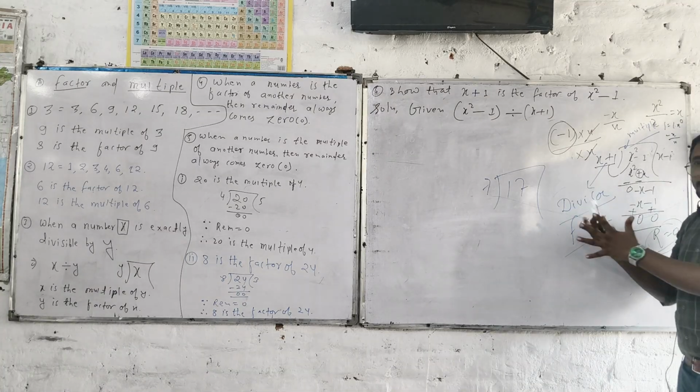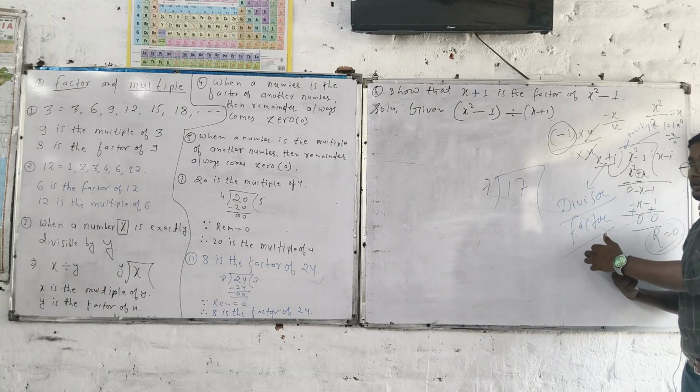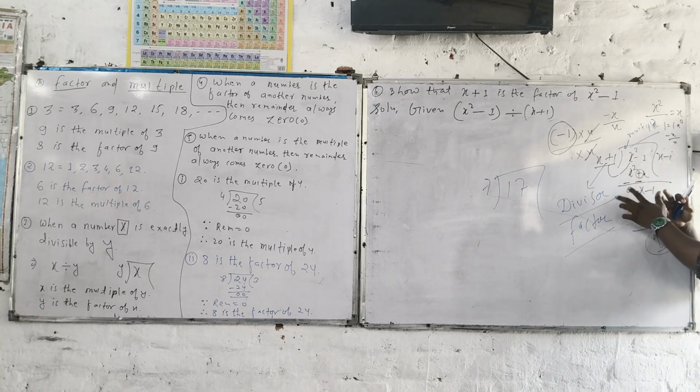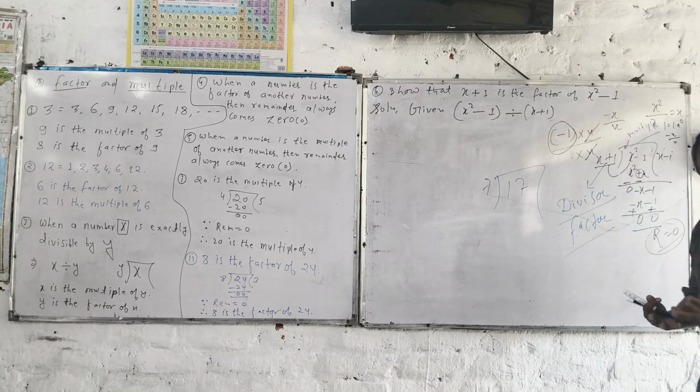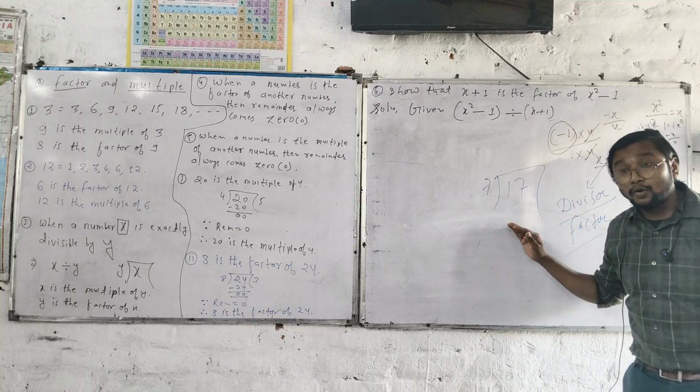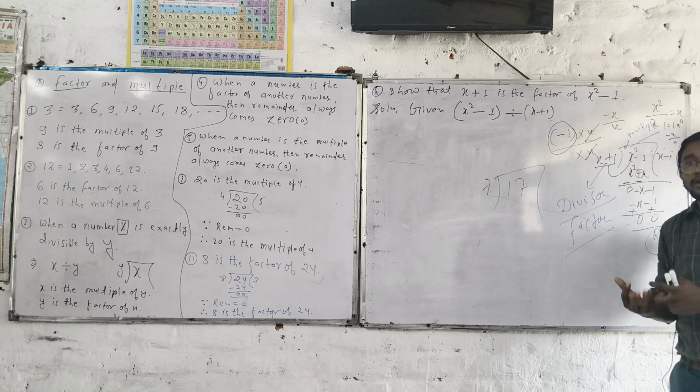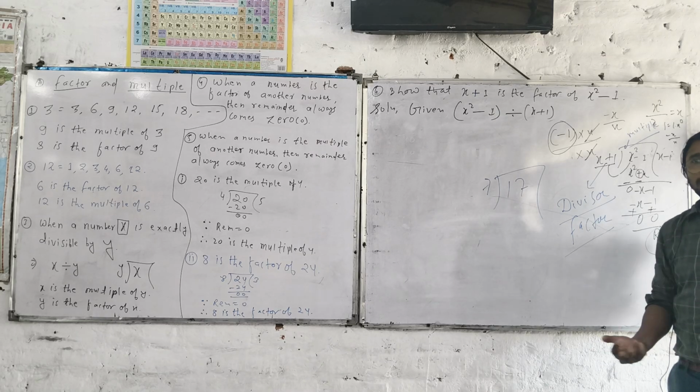Because it is not applicable all the time. That is why we cannot write multiple and factor here. Because for multiple and factor, what does it mean? The remainder must come out 0. For divisor and dividend, the remainder should be 0, or can be 0, or may be 0.